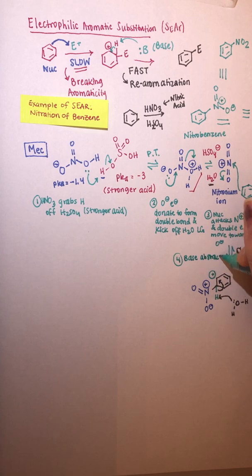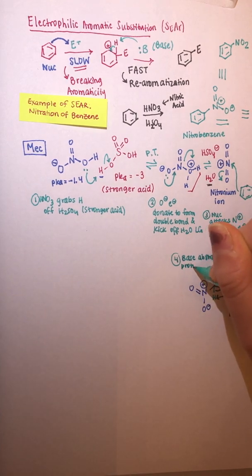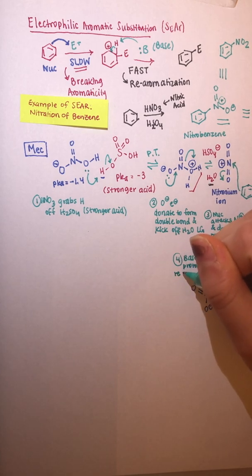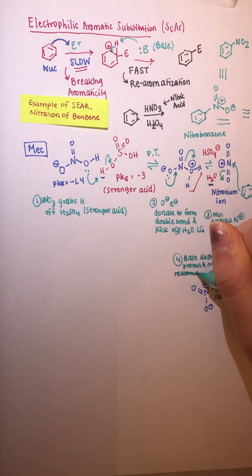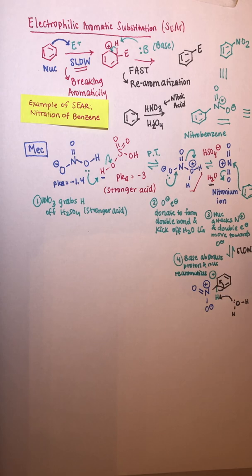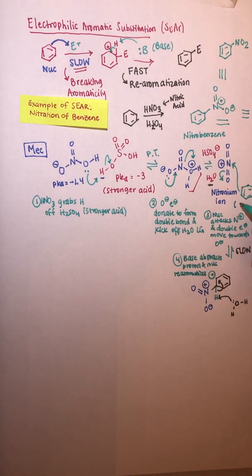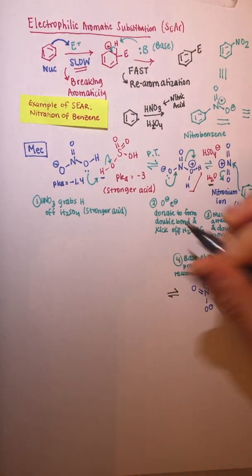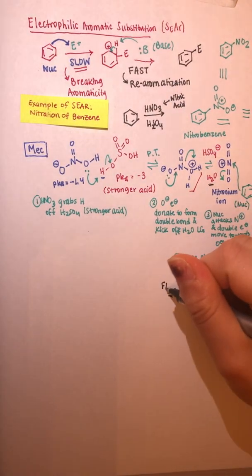abstracts proton, and I guess you can say the nucleophile rearomatizes, right? Because our nucleophile is benzene here. So I'll actually label that up here. This is your nucleophile, just in case you forget. Okay, so this step is regaining aromaticity, and therefore it's going to be, that's right, it's going to be fast.